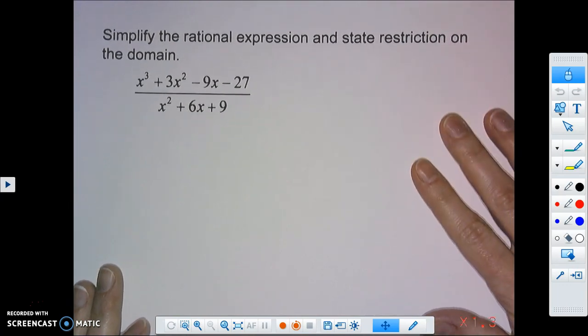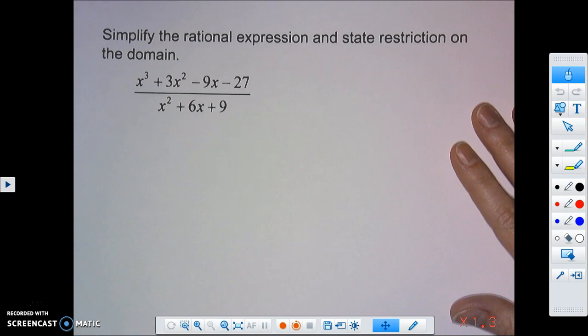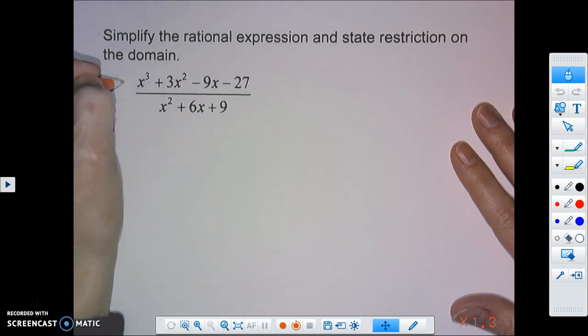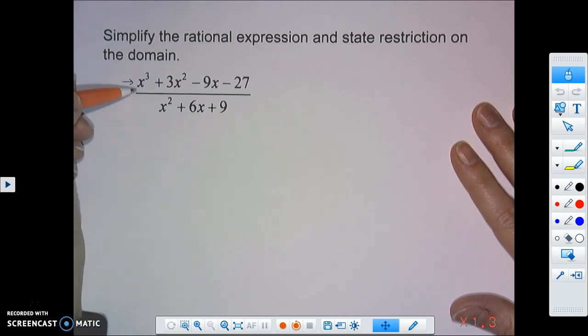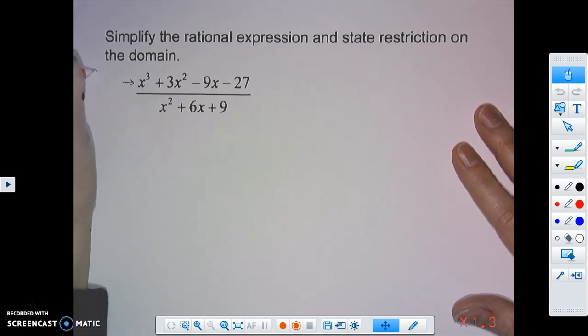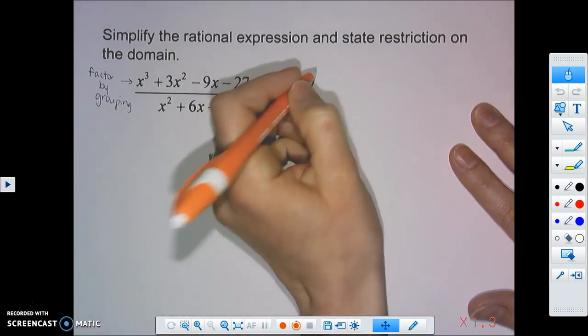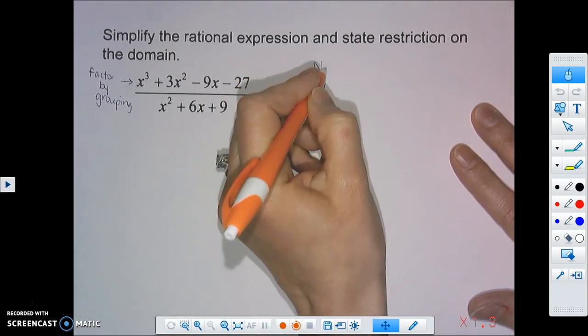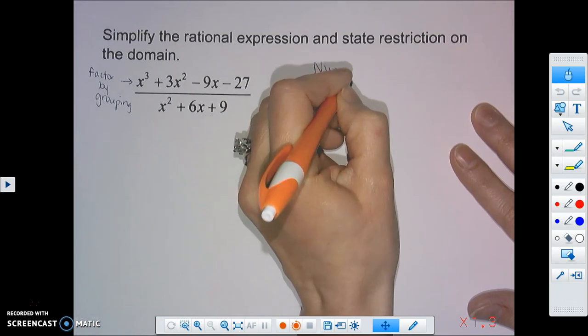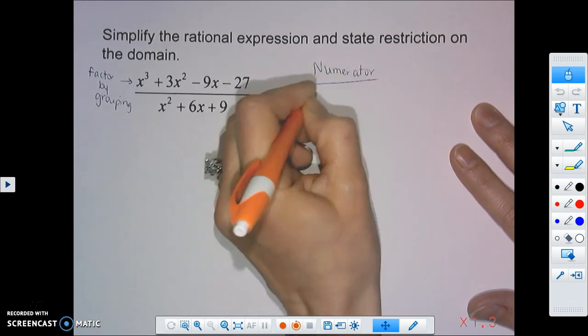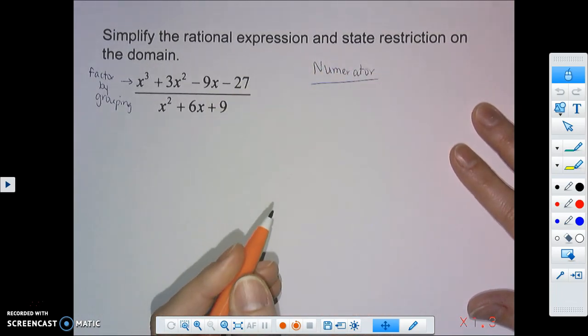Alright, again, we're going to do the same thing. Here we just have different types of factoring that can show up. So here in the numerator, when we have 4 terms, we are going to factor that by grouping. So I'm actually going to do the work over here of factoring that so that we can kind of keep track of things.